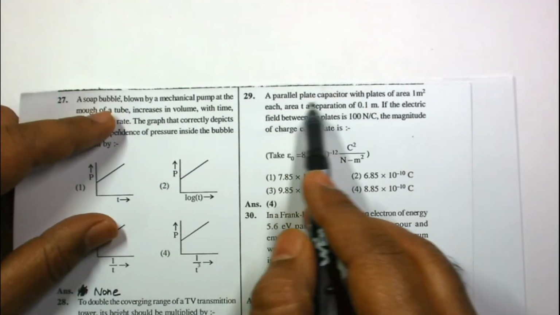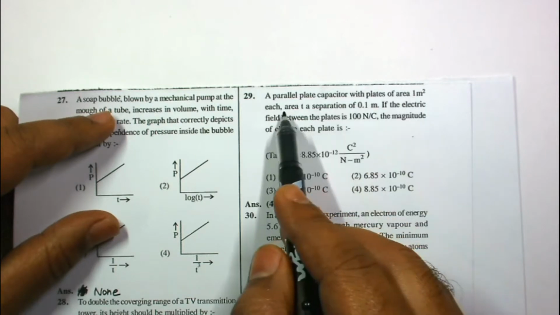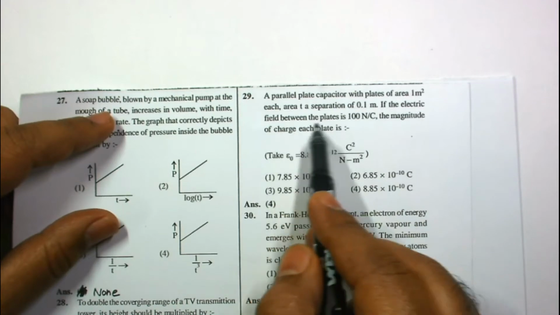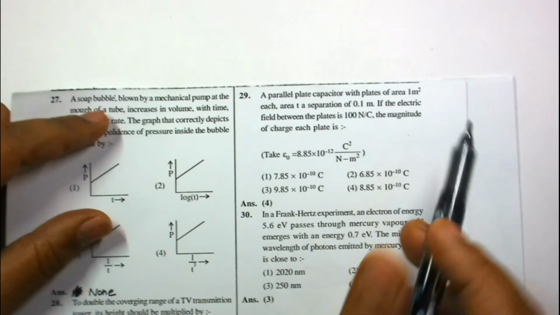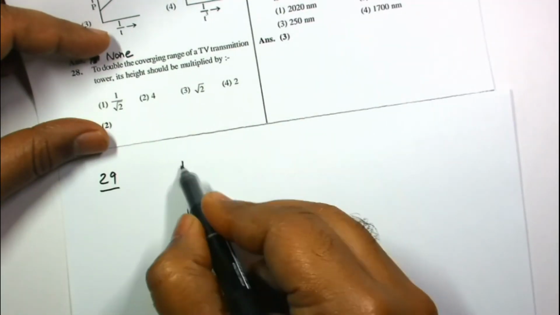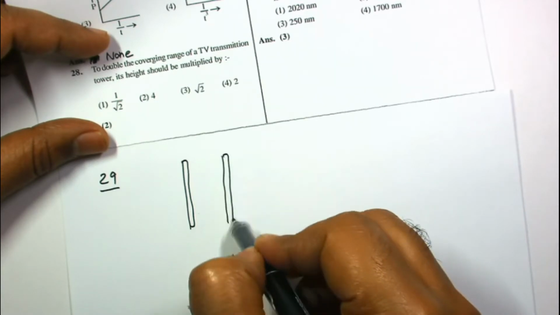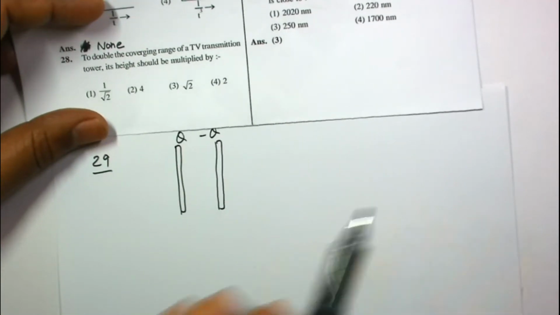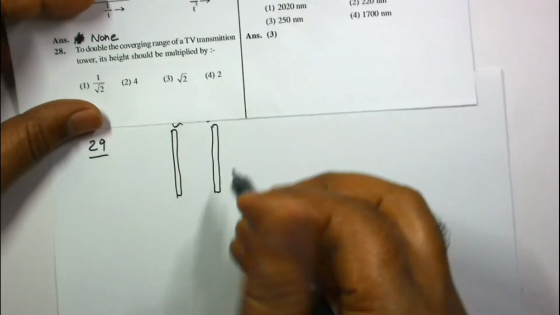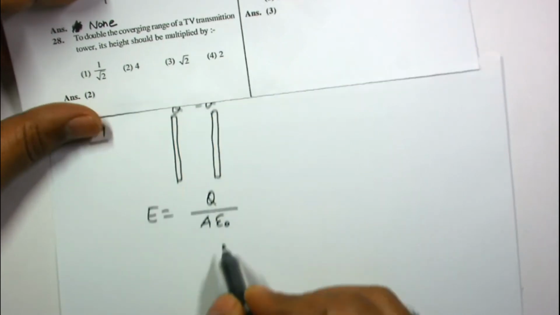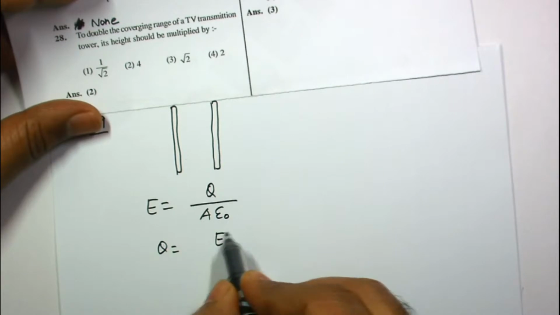Question 29. A parallel plate capacitor with plates of area 1 meter square each at a separation of 0.1 meter. The electric field between the plates is 100 Newton per Coulomb. The magnitude of charge on each plate is. So it is a question from capacitor. These are the two plates of the parallel plate capacitor. Let us take charge on these plates as Q and minus Q. Electric field is given by Q divided by A epsilon naught, and then Q is given by E A epsilon naught.